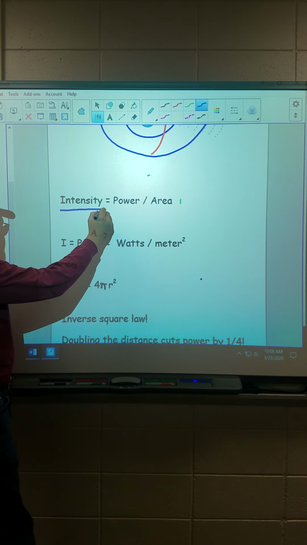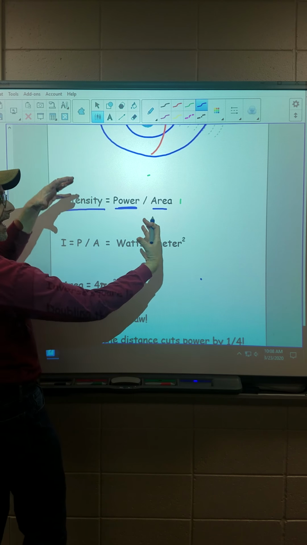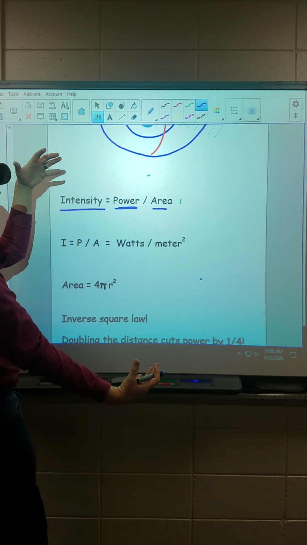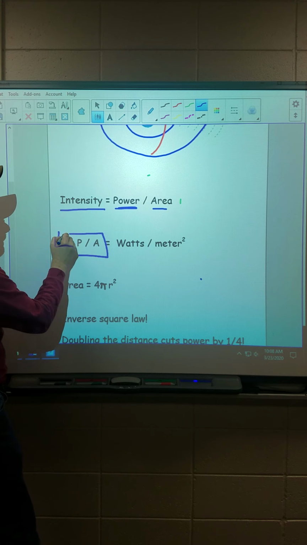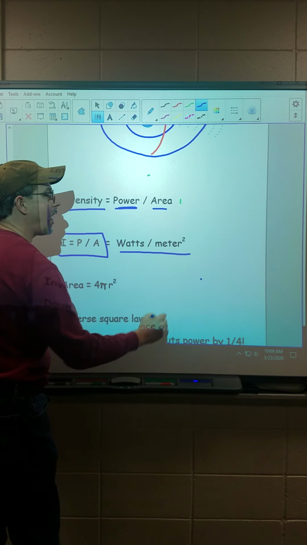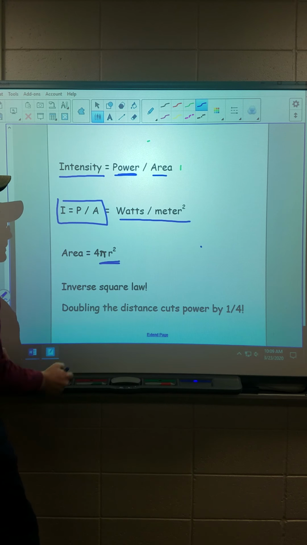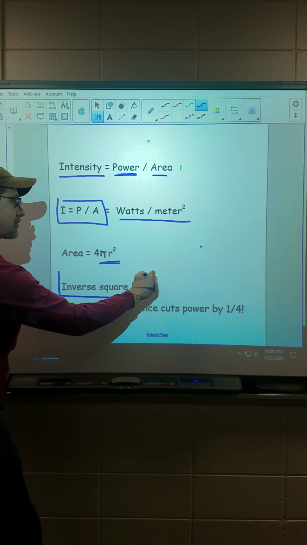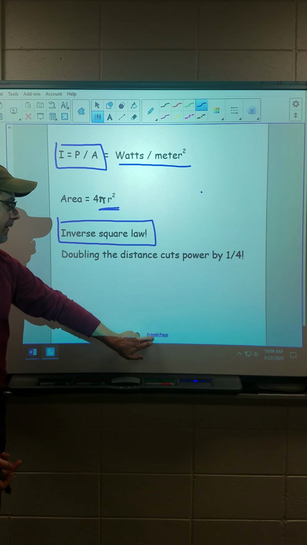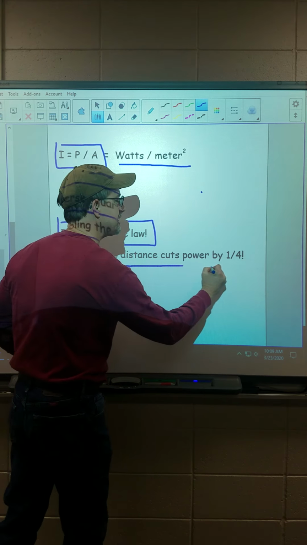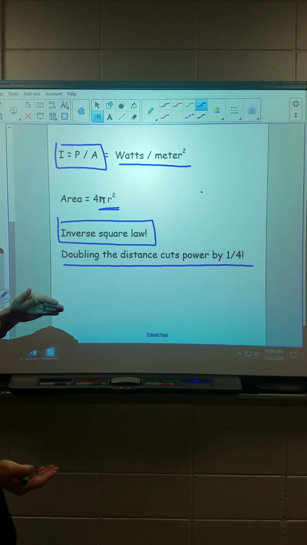So my intensity of sound is going to equal the power of that sound over the area it is trying to cover. Intensity equals power divided by area, which we measure in watts per square meter. Since the area is 4 pi r squared, that leads us to the inverse square law, which we've seen before. If I double the distance from a sound, it's going to cut the intensity to one quarter.